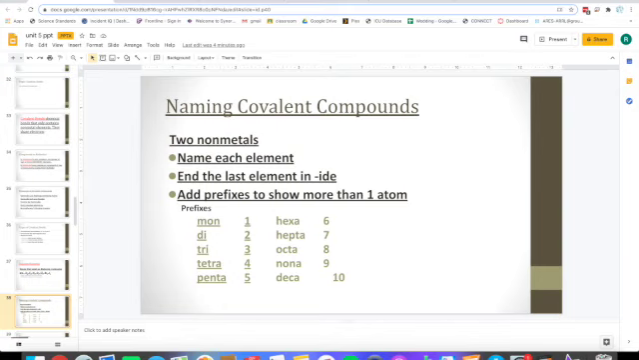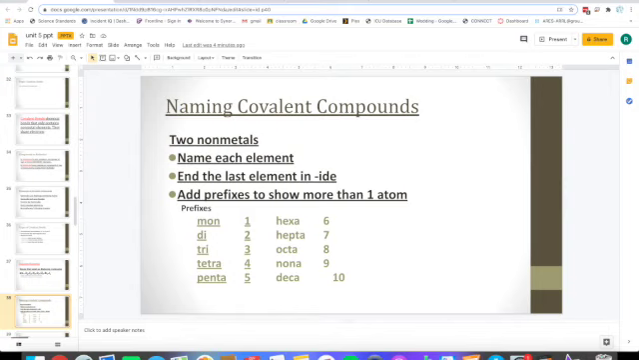First, we know it's 2 nonmetals. So that's how you know you need to name them like this if it's 2 nonmetals. First, you name each element, ending the last element in -ide, just like we've done so far. And then you add prefixes to show more than one atom.